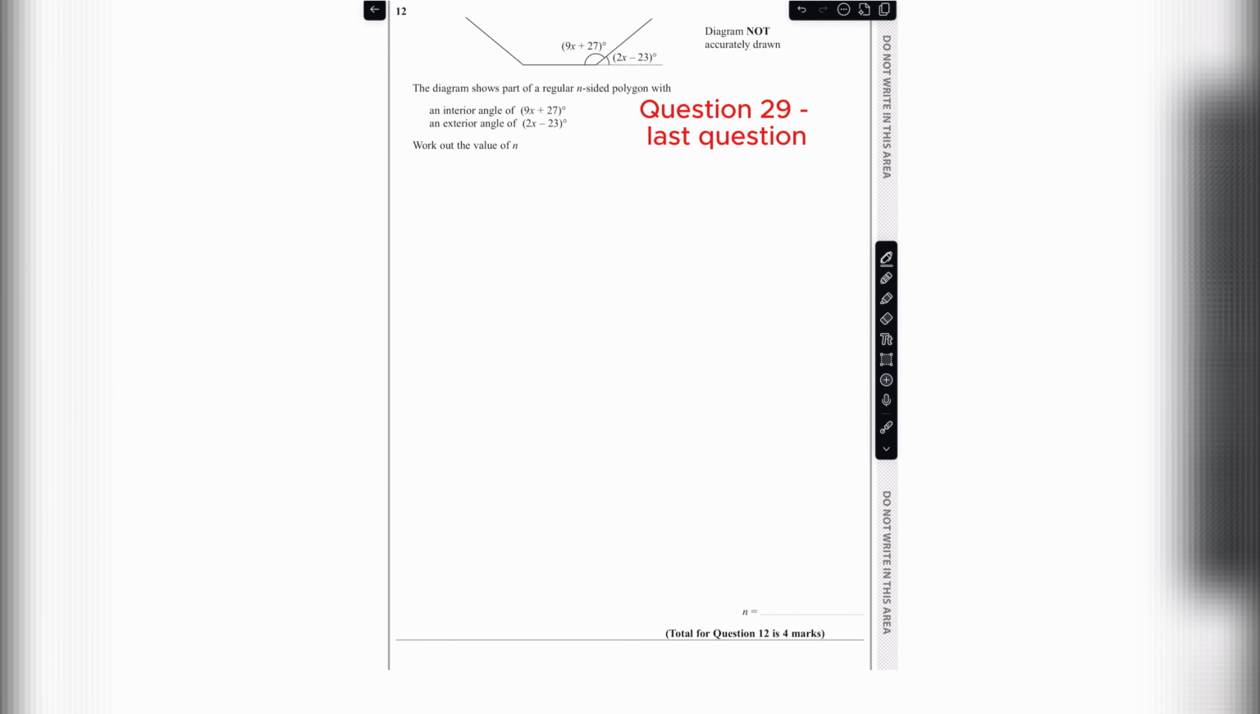In the final question, we are given a diagram that shows parts of a regular n-sided polygon with an interior angle of nx plus 27 degrees and an exterior angle of 2x minus 23 degrees. Work out the value of n. Given that the sum of the angles on a straight line is 180 degrees, we can state that the interior angle and the exterior angle add up to 180 degrees.